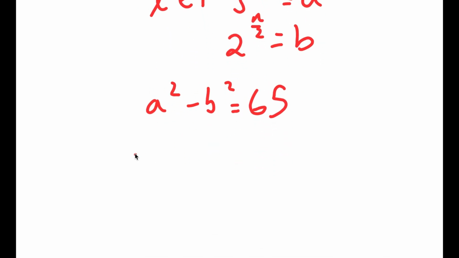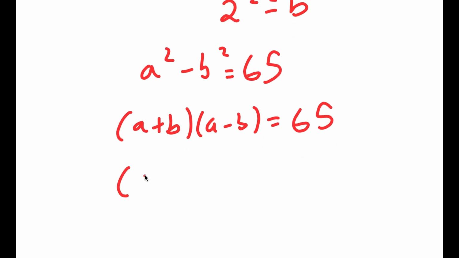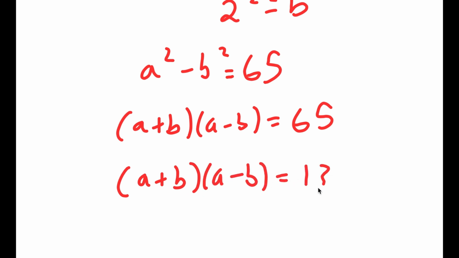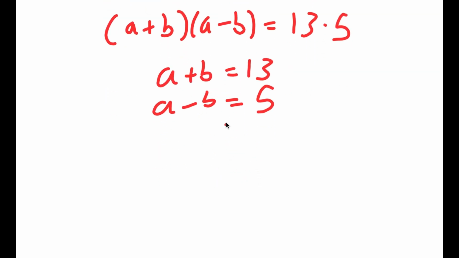And a squared minus b squared, that's the same thing as a plus b times a minus b. And 65 I can rewrite as 13 times 5. So I have a plus b times a minus b is equal to 13 times 5. And we can say that a plus b is equal to 13 and a minus b is equal to 5. So now I have a system of equations.